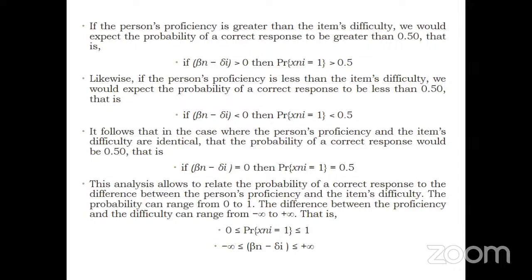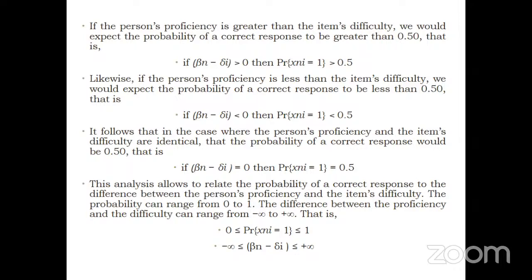Likewise, if the person's proficiency is less than the item's difficulty, then we would expect the probability of a correct response to be less than 0.5. So if the item is more difficult for a particular person, then it is more likely that the person will give a wrong answer. So the probability of giving a correct response is less than 0.5. It follows that in the case where the person's proficiency and the item's difficulty are identical, the probability of a correct response would be 0.5. That is, if beta n minus delta i is equal to 0, then the probability of a correct response is 0.5.